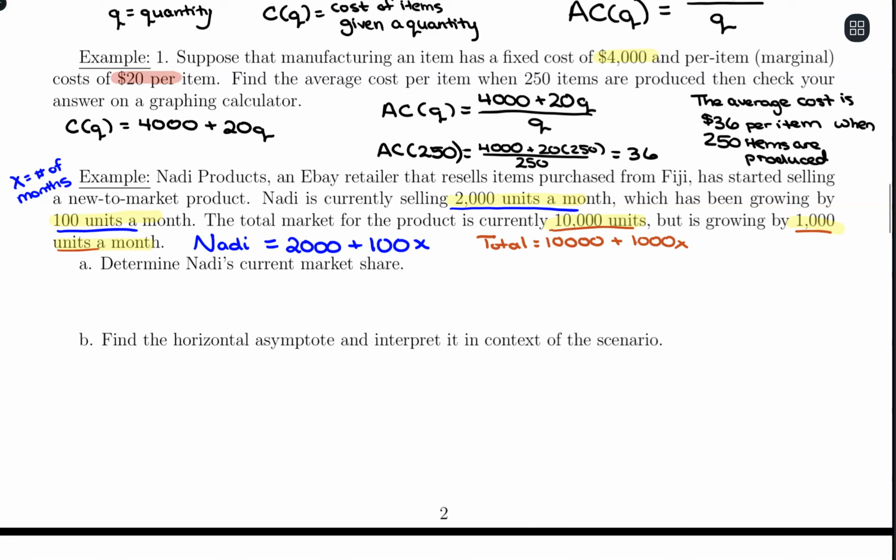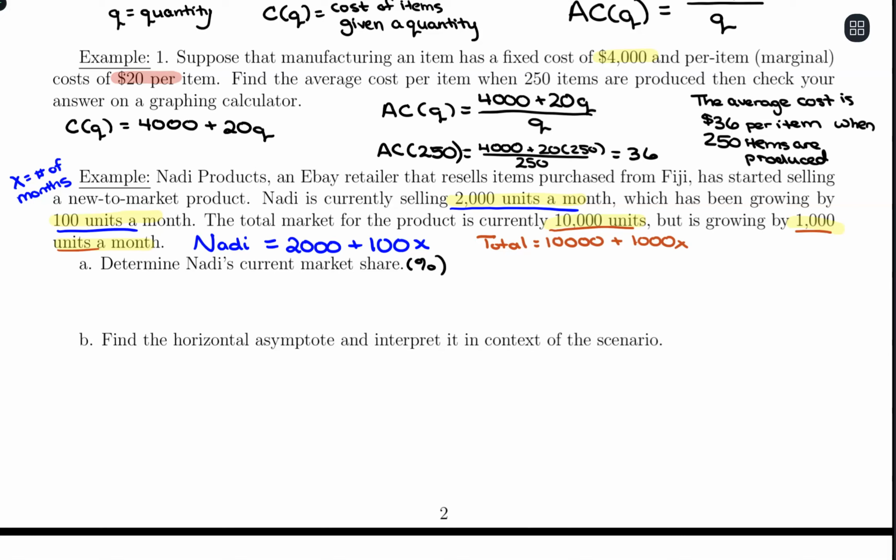So determine Naughty's current market share. So like I was saying, how is this company comparing to the total market? And with that, this market share idea is the idea of a percentage. Like, how much of the total market is this company taking up? How much are they producing?